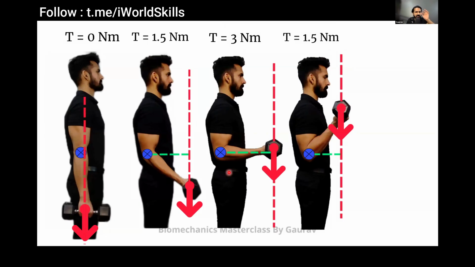The weight of the dumbbell is constant throughout the range of motion, but the resistance provided by the dumbbell, or the challenge provided by the dumbbell, is not the same. It keeps on changing throughout the range of motion. And that is why I said torque is the resistance. Weight of the dumbbell is not the resistance.